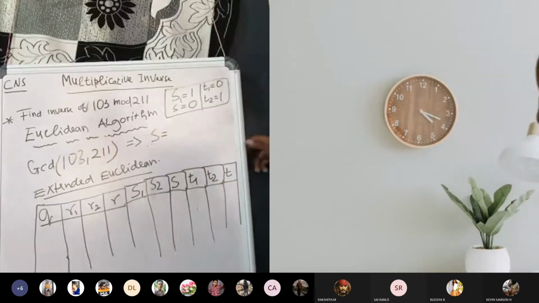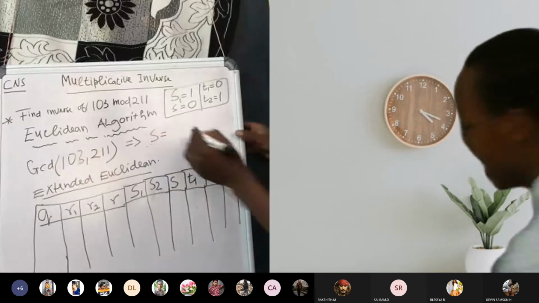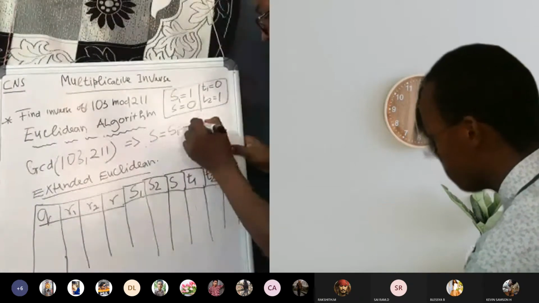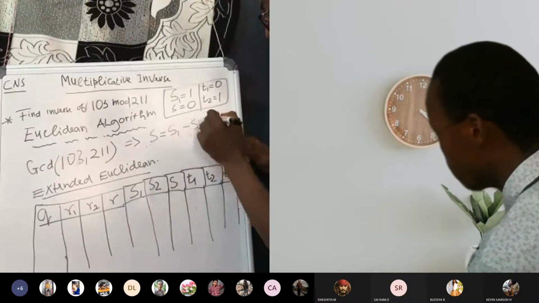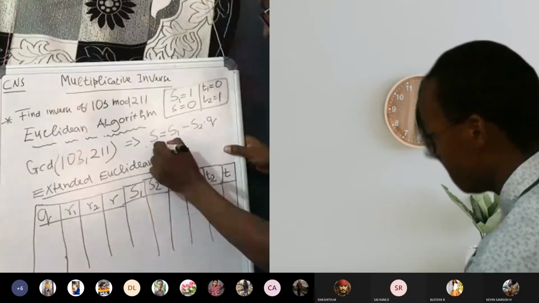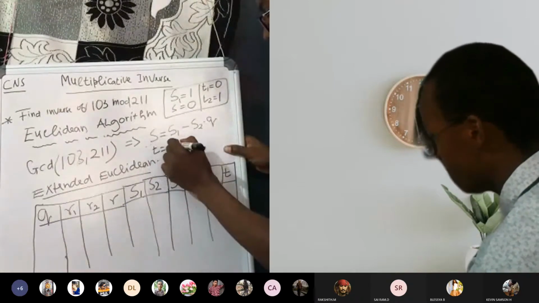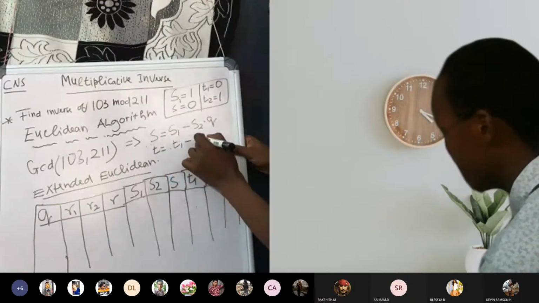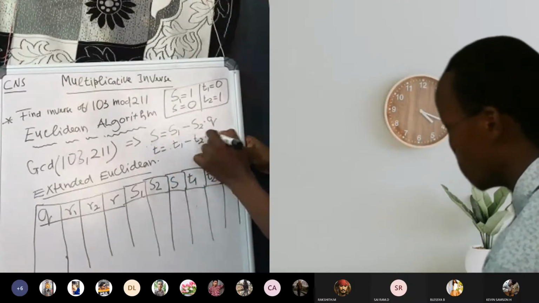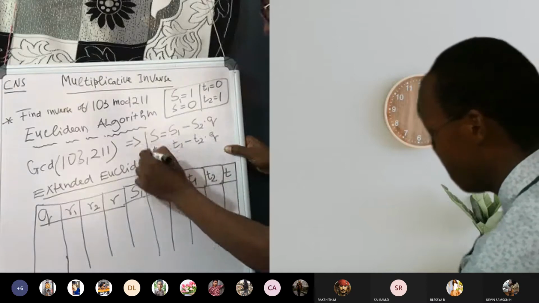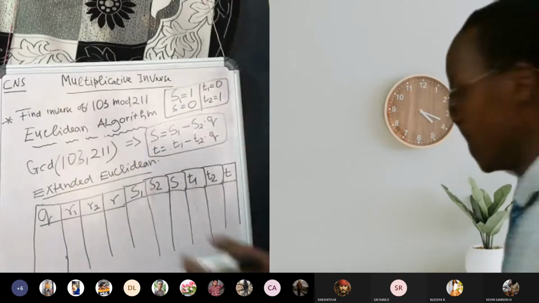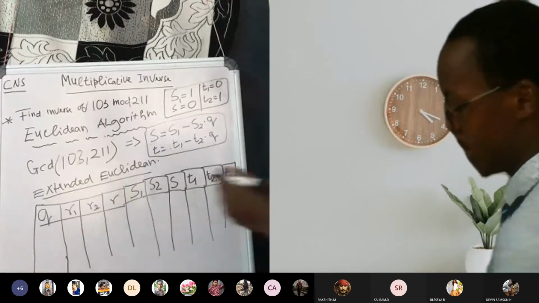How do you find S and T? S is equal to what? S is equal to S1 minus S2 into Q. T is equal to T1 minus T2 into Q. Okay, keep this formula. We shall apply and substitute them in our table below.